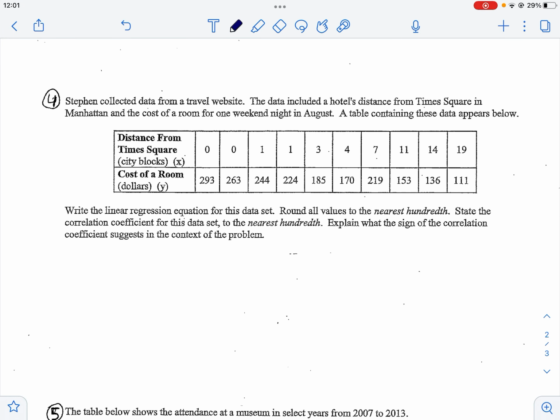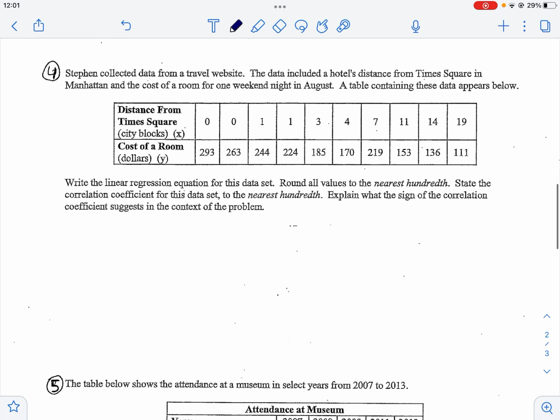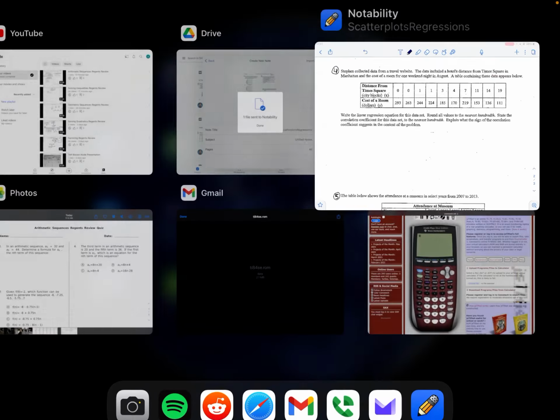For question number 4, we're asked to take some information from the problem and create a linear regression. We have to round the data to the nearest hundredth and create the correlation coefficient. So I'm going to flip over to the TI-84 just to show how to calculate the linear regression equation and the correlation coefficient.